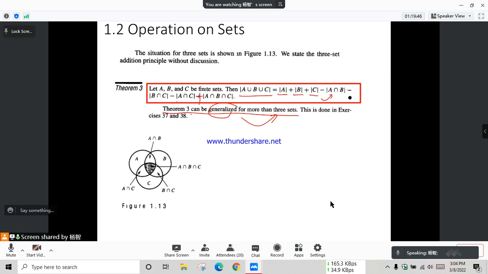Okay? Why? Who can tell me why we have this conclusion? Why?